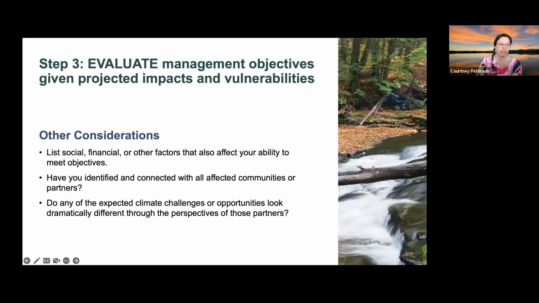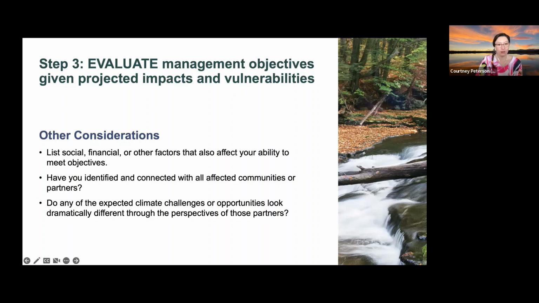And we can also think about, do any of the expected climate challenges or opportunities look dramatically different through the perspectives of those partners? So for example, you might be working in the southwest part of the country, and you might be in a community where there are acequias, or those community operated watercourse or drainage ditches that are providing that water to that community.